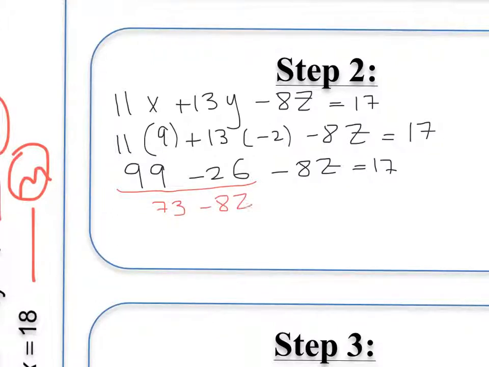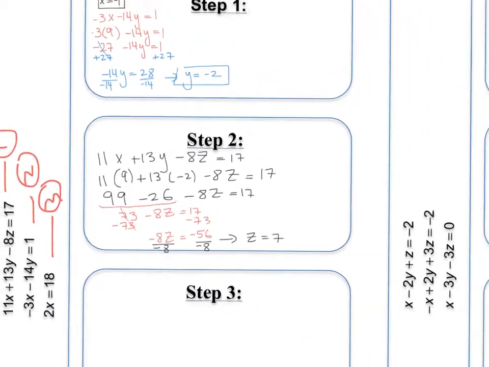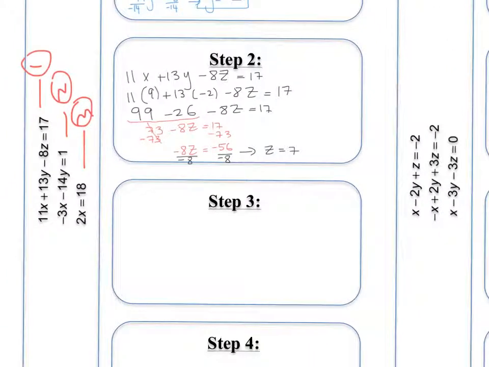Minus 8z equals 17. Now to isolate the z, I need to subtract 73 from both sides. So negative 8z is equal to 17 minus 73, which is negative 56. Now if you divide both sides by negative 8, you can solve for z. So z in this case is 7. So there you go. I just found my third variable. So in step 3, let's write down the solution. So my solution is going to be 9, negative 2, and 7.